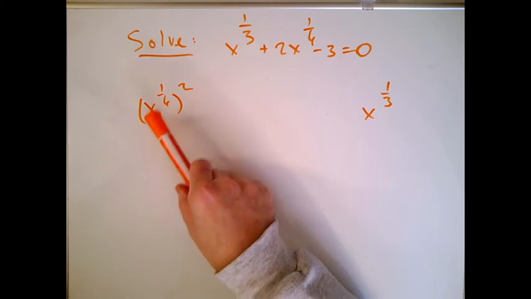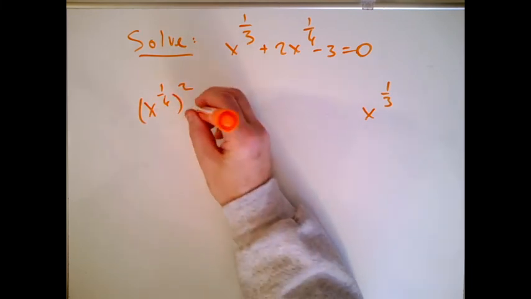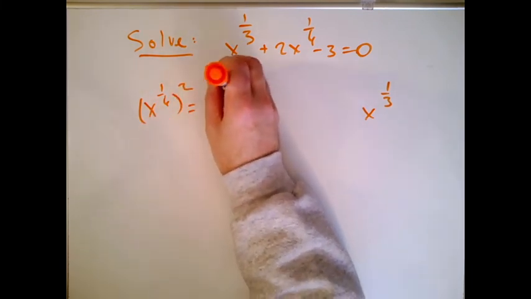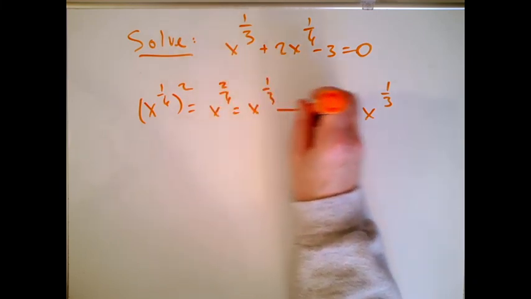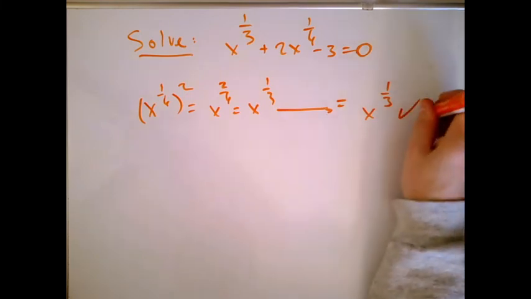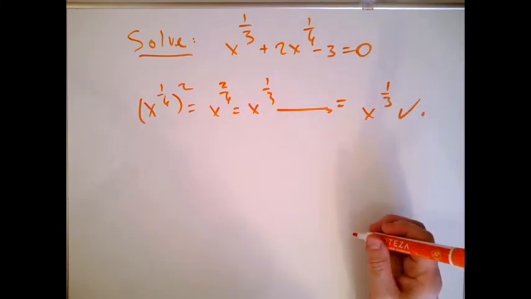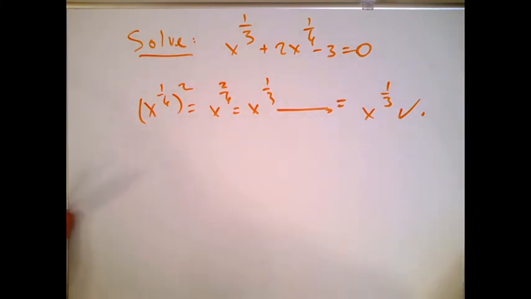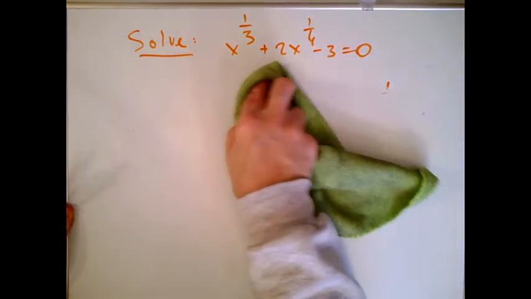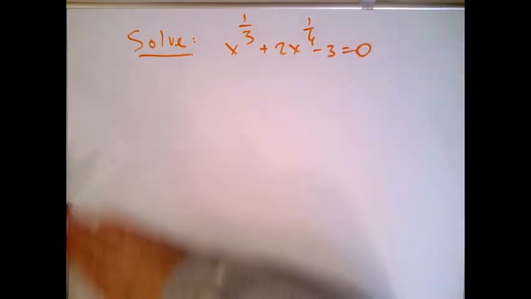Remember how you raise a number to a power? You multiply the powers by each other. So this is going to be x to the 2/6. This is x to the 1/3, which is equal to what it should be. So this is an equation of quadratic type. If you want to just start rewriting it and start factoring, you can. Meanwhile, I'm going to do this the long way and substitute.